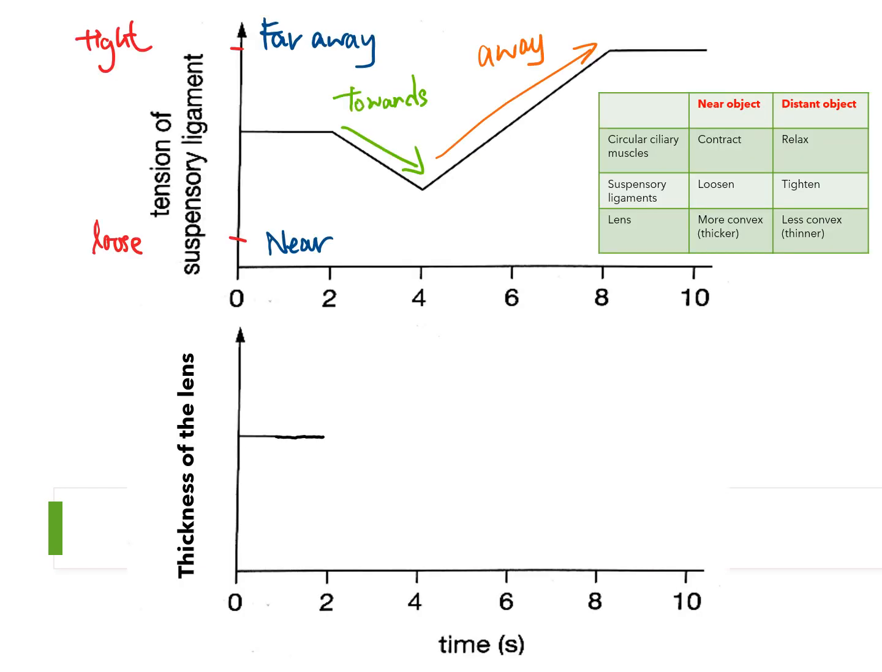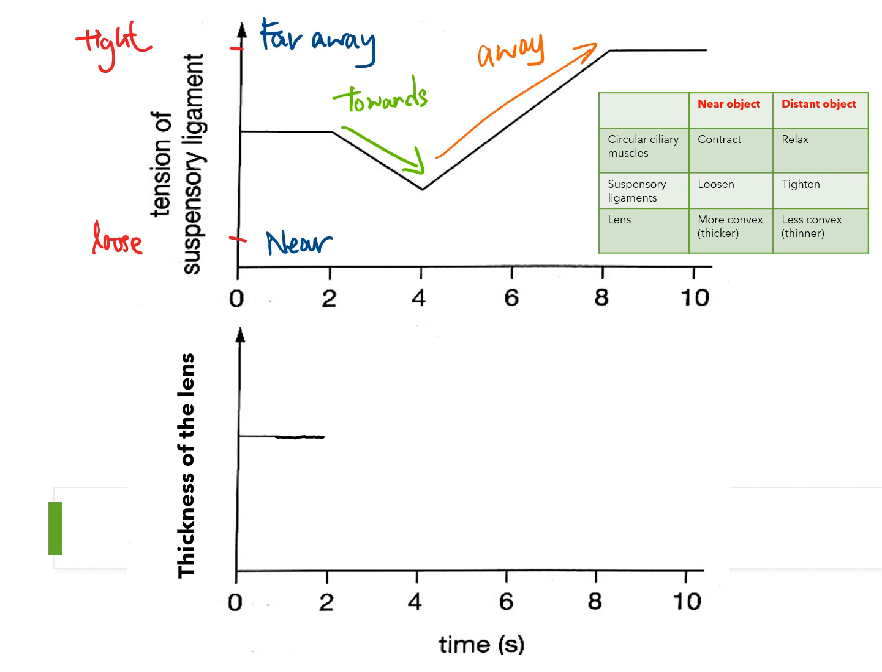At the end of this lesson, let's try to do a question together. On the top of this page, I'm giving you the change in tension of suspensory ligaments from 0 seconds to 10 seconds. Now, can you use the information on the top of this page to draw out the change in thickness of the lens from 0 seconds to 10 seconds? Give you 5 seconds to think. Alright, you should be able to get the answer.